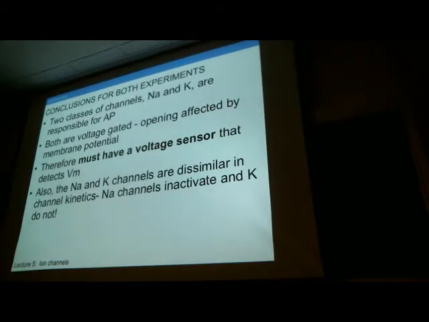Okay, so moving on, we have these two classes of channels. They're both voltage gated, and so they must have something in the protein that senses that voltage, right? You can probably imagine all kinds of things. And so the fact that these are dissimilar in their channel kinetics, where the sodium channels inactivate, the potassium channels do not, implies that there is some difference in the structure of these channels. So we're going to talk a little bit about channel structure now.